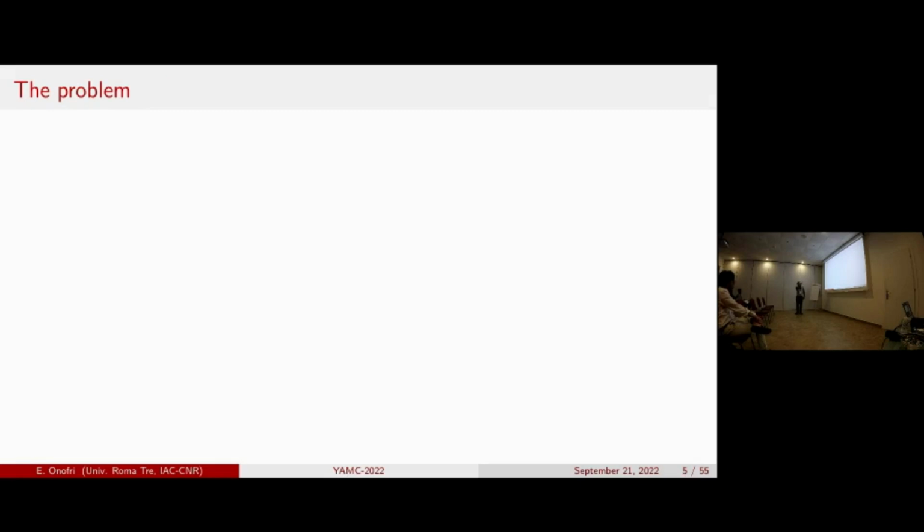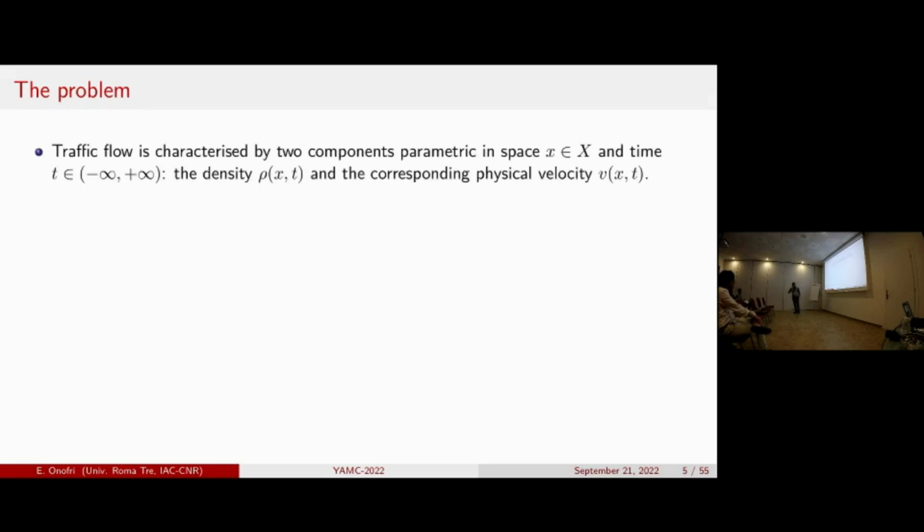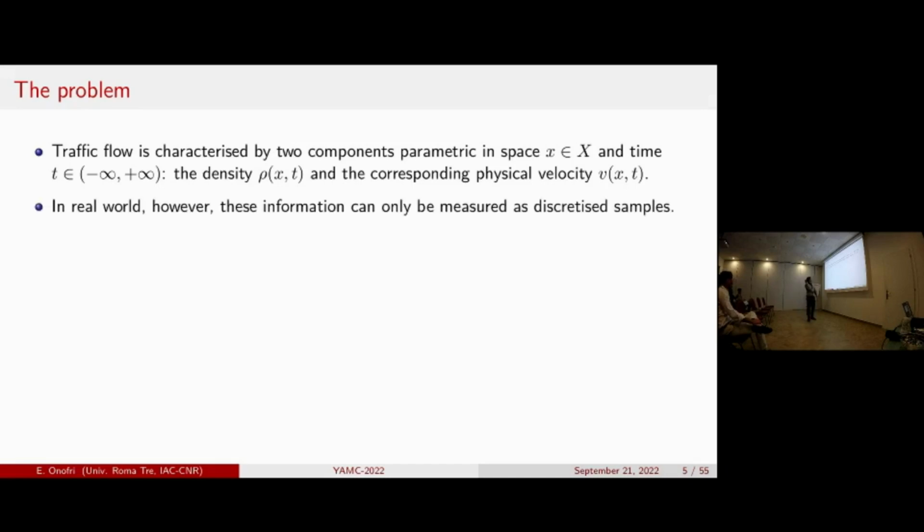So, what is the problem? We are now at the settings. Again, traffic flow is characterized by two components, parametric in space and time: the density rho and the corresponding physical velocity. We have seen this yesterday. If you were not here, I will make a small recap, and I think I have to move closer because it's not working really well.